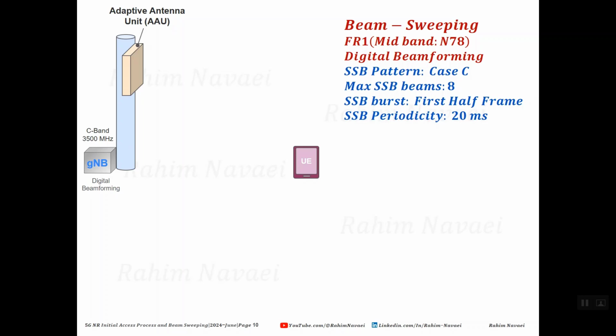Here, I'll try to show you how a 5G new radio cell performs SSB beam sweeping with digital beamforming in the midband utilizing SSB pattern C. For simplicity, I'll consider the SSB burst is located within the first half frame with the SSB periodicity of 20 milliseconds. I'll show you an animated presentation without speaking.